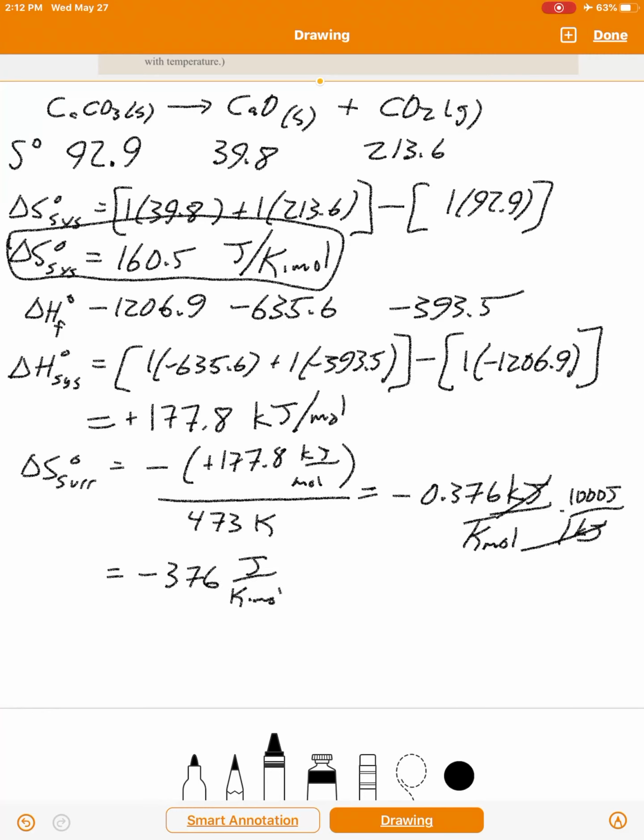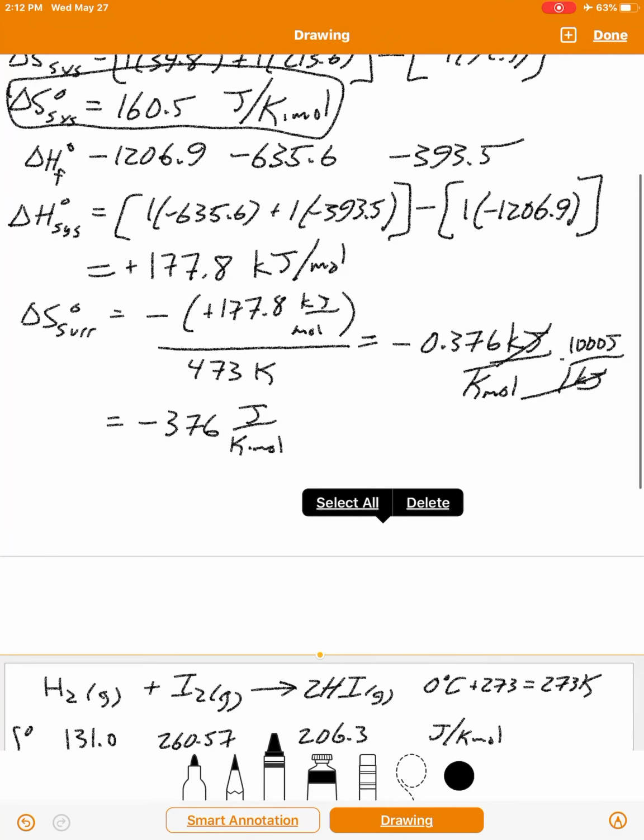That's a pretty big negative value, right? A big decrease, okay? Is that right? Yeah, that's right. That makes sense. And the reason for that is we have to put a lot of energy. It takes a lot of heat to make calcium carbonate decompose. Decomposition reactions often require energy, quite a bit of energy. So that's what's happening here.